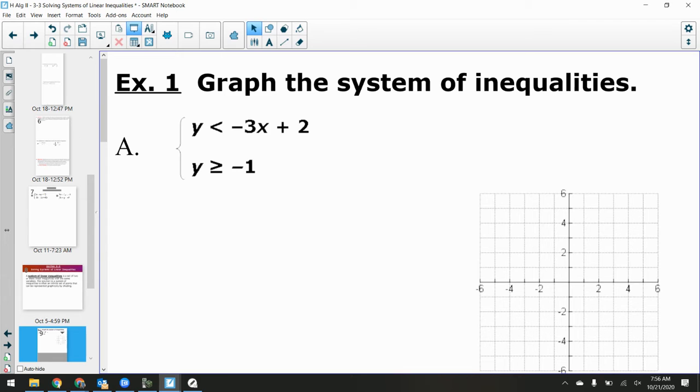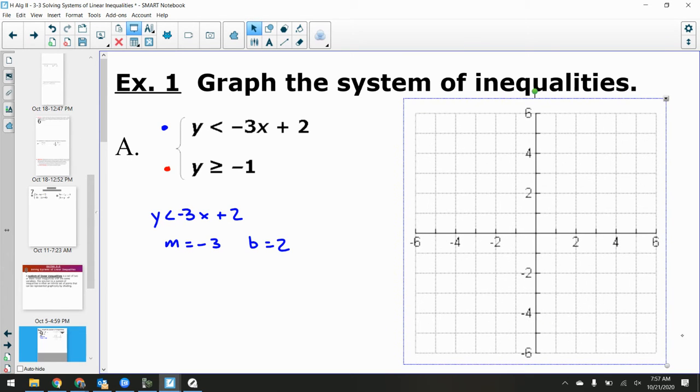To graph this, don't use your calculators, because I'm not really concerned with the intersection point now. It's not an intersection point, it's an intersection region. You'll see here, y is less than negative 3x plus 2. I'm going to graph the top line in blue, and then I'll graph the bottom line in red. If we've got y is less than negative 3x plus 2, well, the slope is negative 3 and the y-intercept is 2, so that's not too bad. Let's graph it. Make this just a little bit bigger.